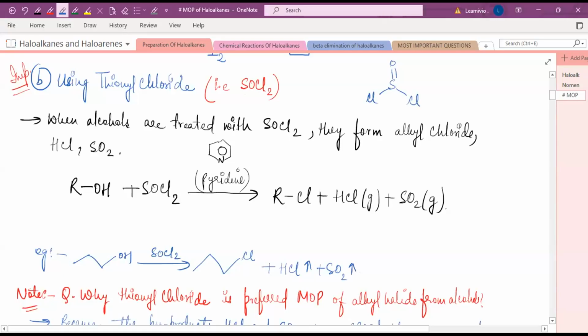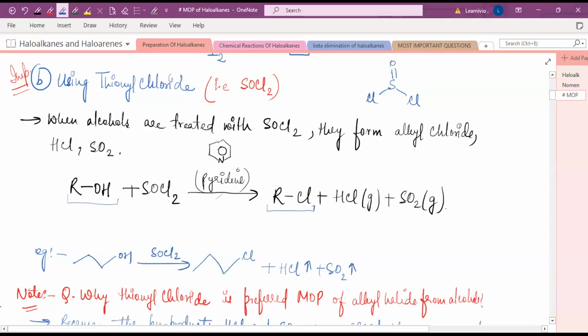So when alcohols are treated with thionyl chloride, they form the corresponding alkyl chloride, plus the byproducts HCl and SO2. Both are in the gaseous state, so HCl and SO2 just evolve from the chemical reaction, and you will get a pure compound in this case.